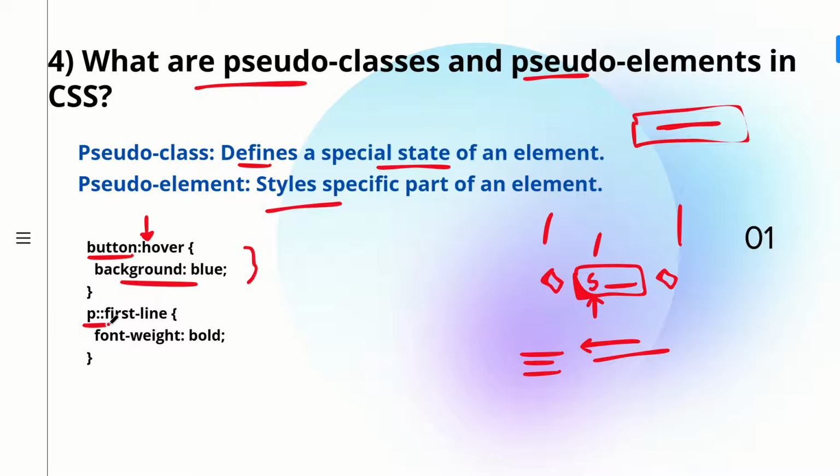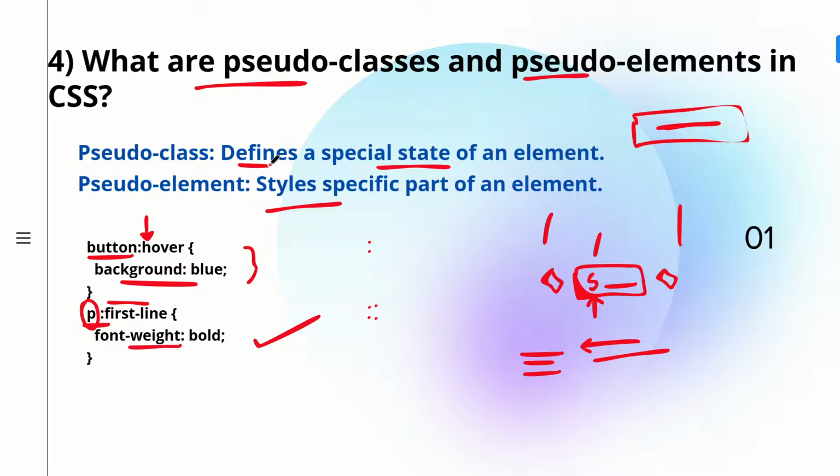And pseudo elements are nothing but a specific part of the element. So this is p, right? In a paragraph we might have the first line, we might have multiple lines. So we are targeting a specific part, like only for the first line I want the font weight as bold. So this is how you can write the CSS for pseudo classes and pseudo elements. For pseudo classes you make use of this symbol, whereas for pseudo elements you write it two times. So this is the difference.